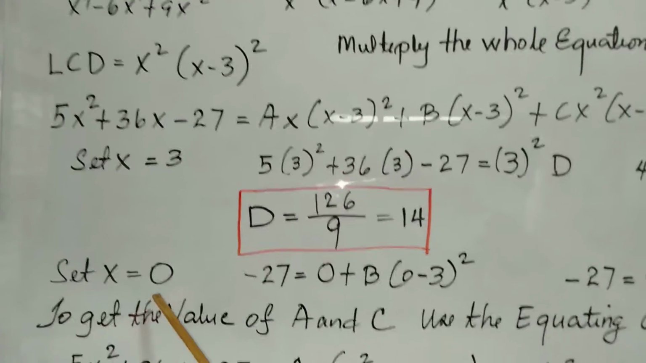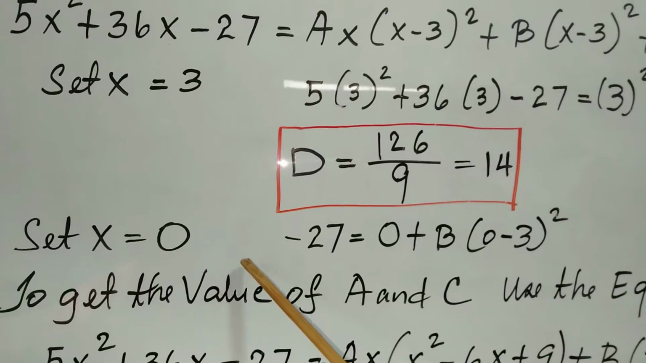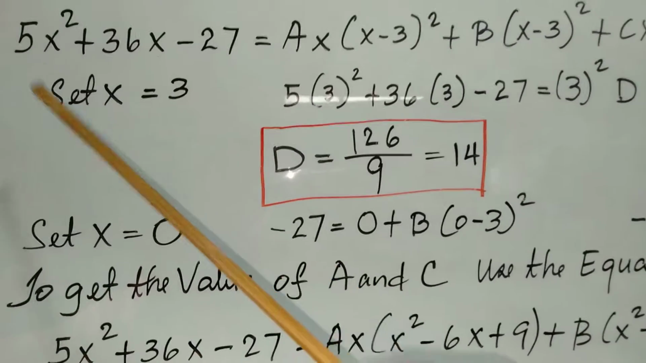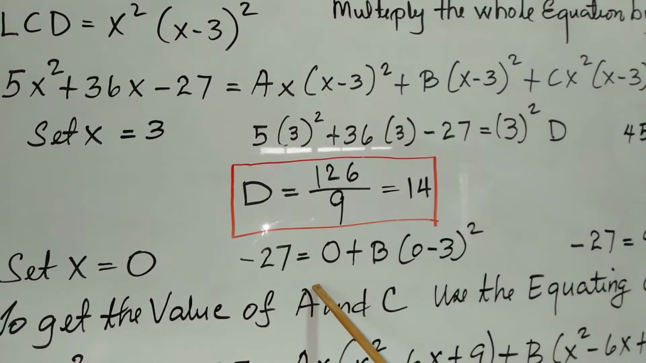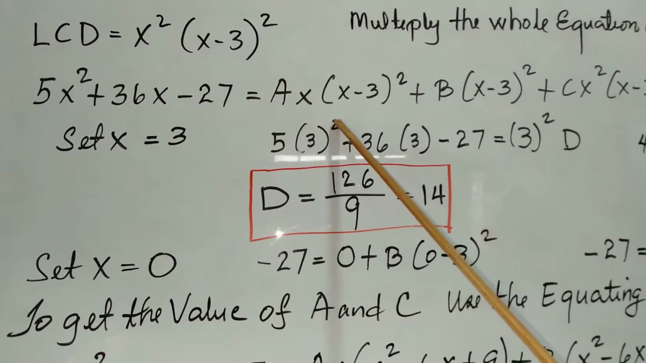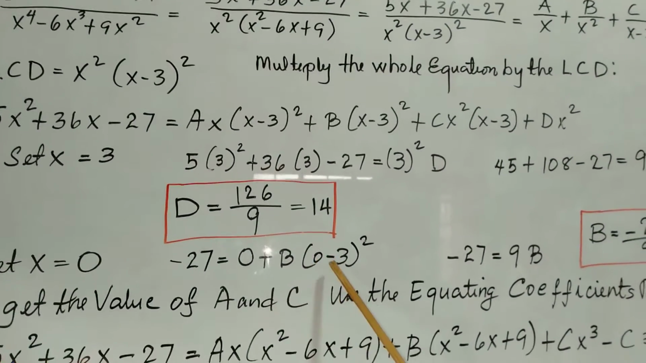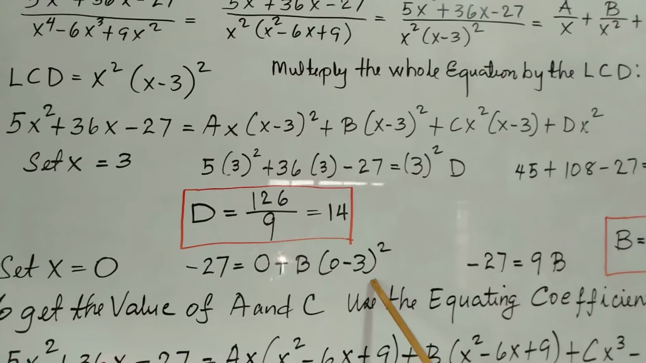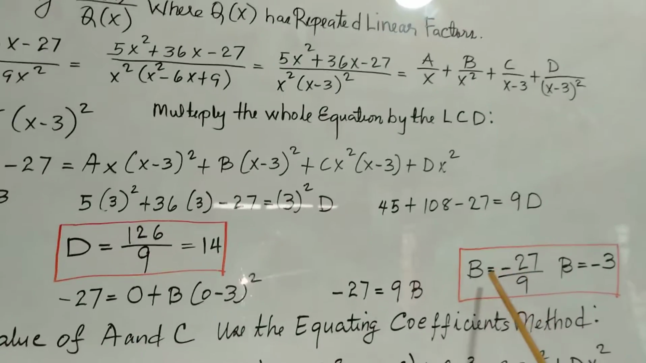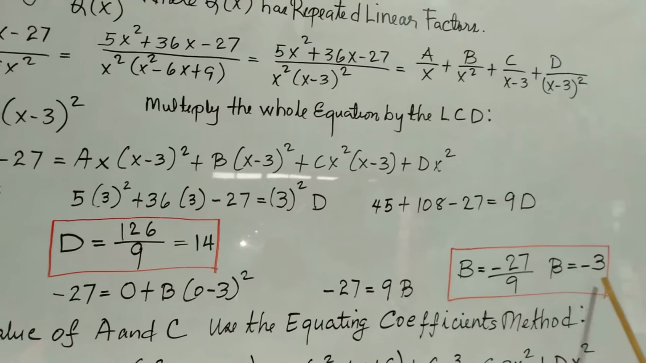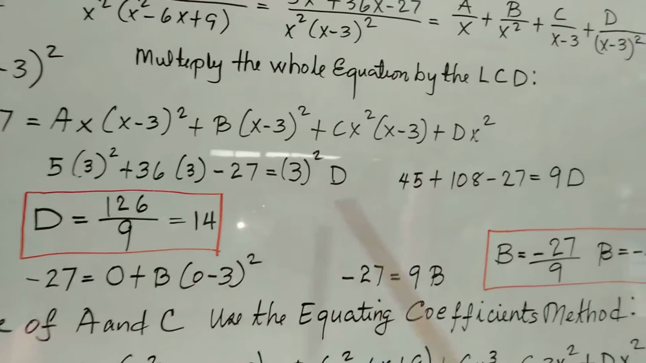Again, we set x equal to 0. In doing that, this term will be equal to 0, and C and D terms are also 0. What remains is negative 27 is equal to B times the quantity 0 minus 3 squared. Simplifying, negative 27 is equal to 9B, and B is equal to negative 27 over 9, so B is equal to negative 3. So we get two values for now: D is equal to 14 and B is equal to negative 3.